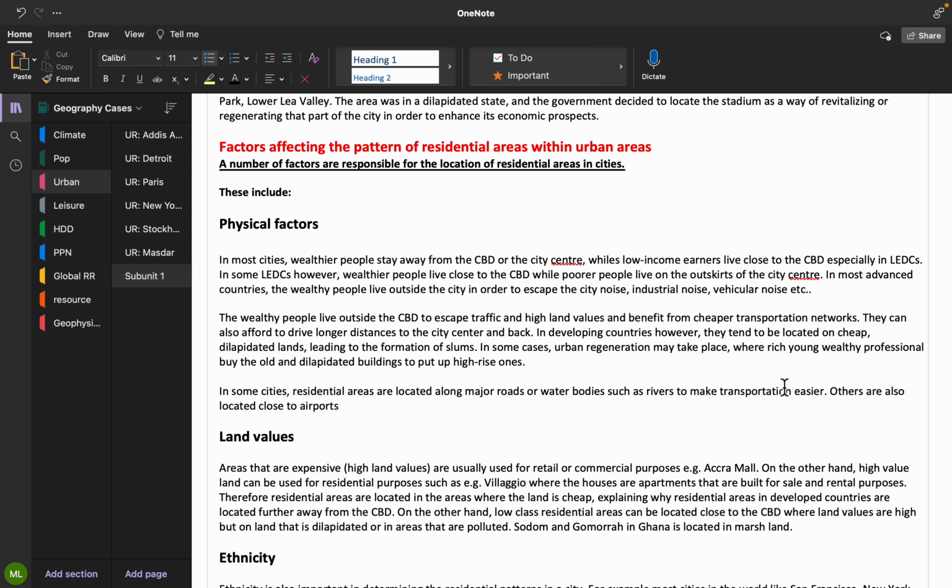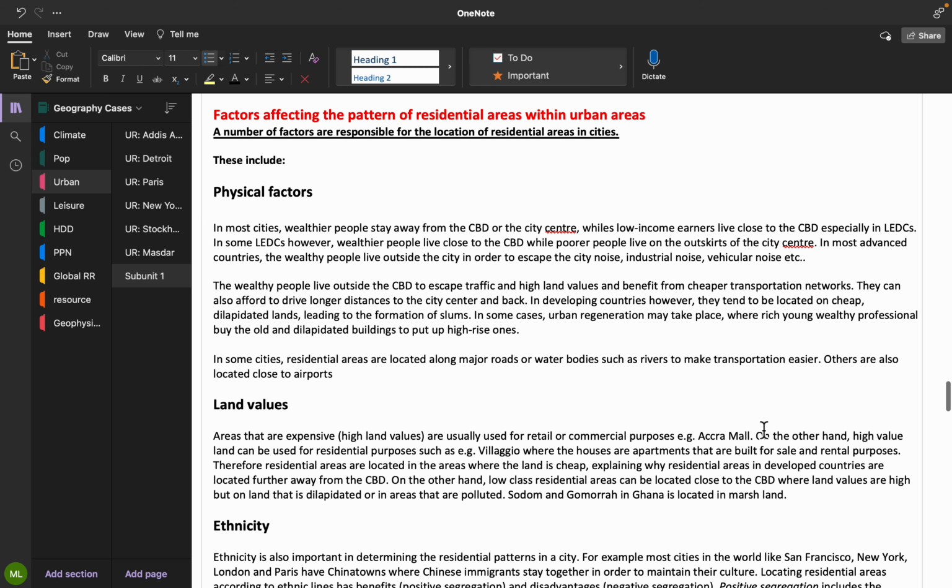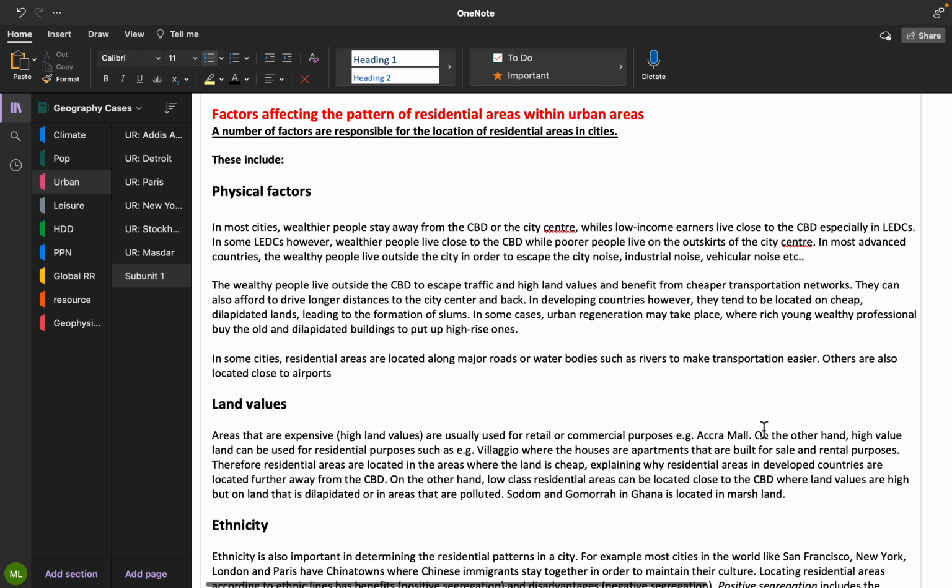And some residential areas are located on major roads and water bodies, such as rivers, to make transportation easier, while others are also located near airports. So these are physical factors that actually affect the pattern of where people live.